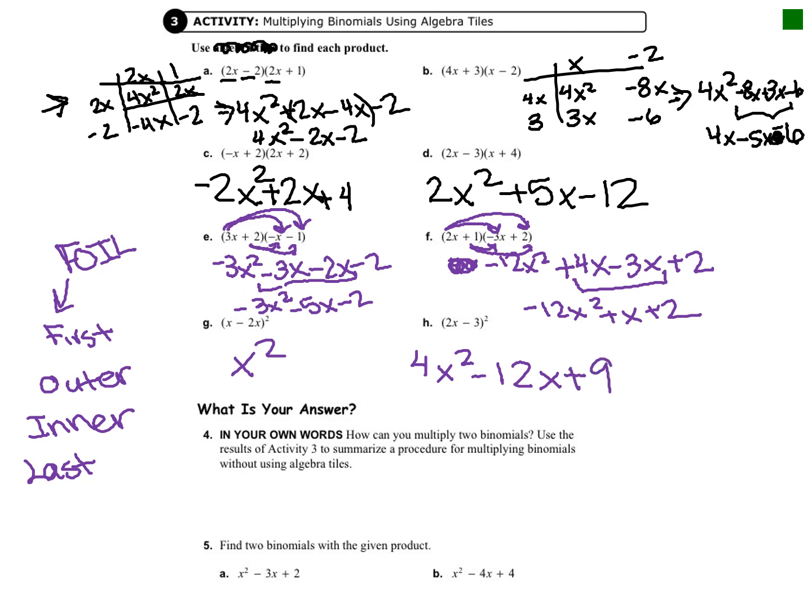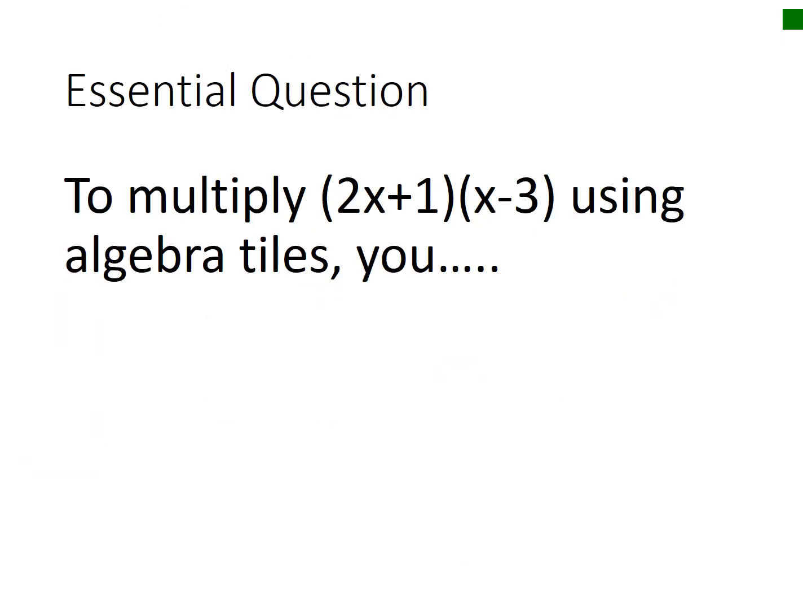All right, I would like you to go ahead and answer the essential question. And your essential question is how to multiply two binomials using, I'm going to scratch out algebra tiles. I would like you just to be able to explain how would you multiply it. What is your preferred method of multiplying it? And list out the steps.